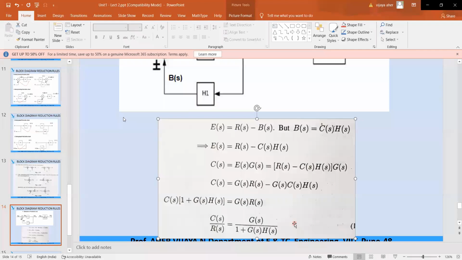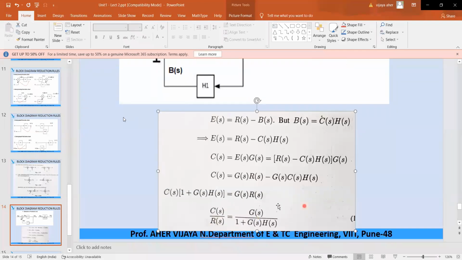Now look, I'm taking the ratio of output to the input because transfer function is the ratio of controlled output to the applied input. Here the controlled output you can write as C(S). C(S) divided by R(S) is nothing but the transfer function, right? Now I am taking C(S) divided by R(S) on this side and this term on this side. So G(S) divided by this term is the transfer function. So transfer function is equal to C(S) divided by R(S) is equal to G(S) divided by 1 plus G(S) into H(S). Now this is the equation for transfer function.